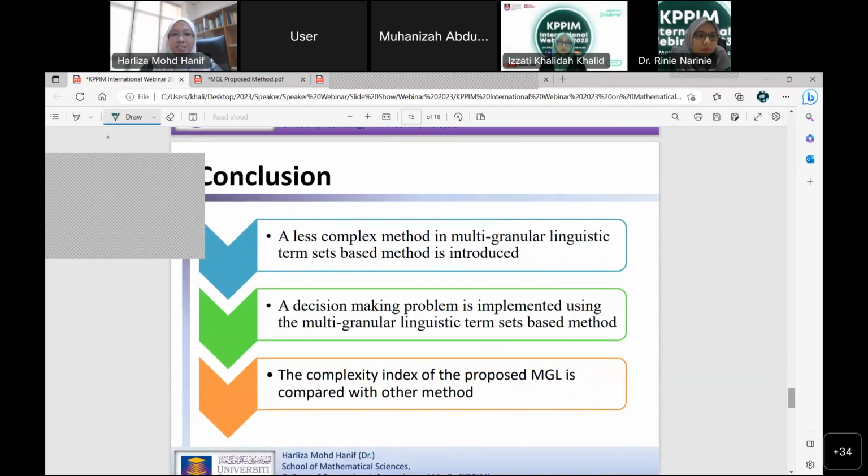So as for the conclusion, a less complex method in the MGL term-based method is introduced. This one is introduced for the first category only, the one that I mentioned just now, where we have 6. This is true for the first category because we are comparing within that category only. Others we are not going into just yet. And then a decision-making problem is implemented using the multi-granular linguistic term set. So this is just the validating.